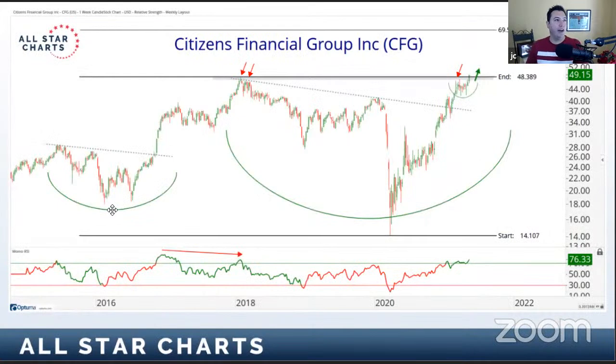And then Citizens Financial Group, CFG. If CFG is above 48, I like it long. We're right there right now. If we're above 48, I like it long. Below 48, leave it alone. I don't like it. We only like it long if above 48 with a target of 69. Again, all of these names continue to raise their dividends for between 5 and 9 consecutive years and, quote unquote, pay us while we make money.